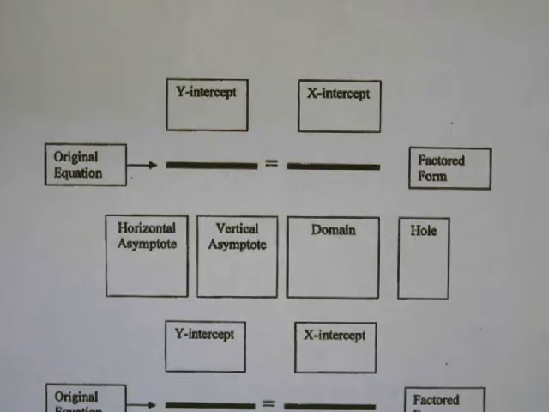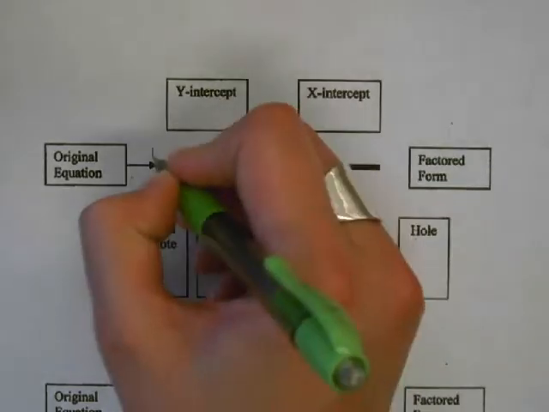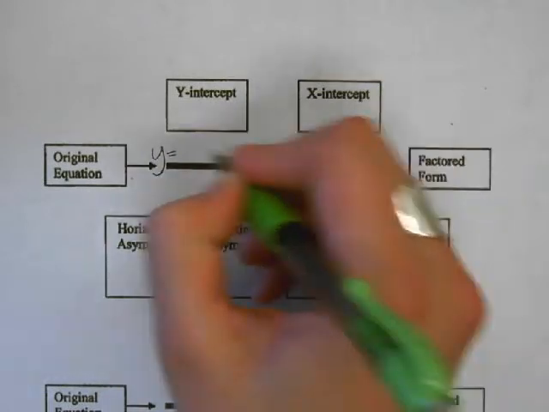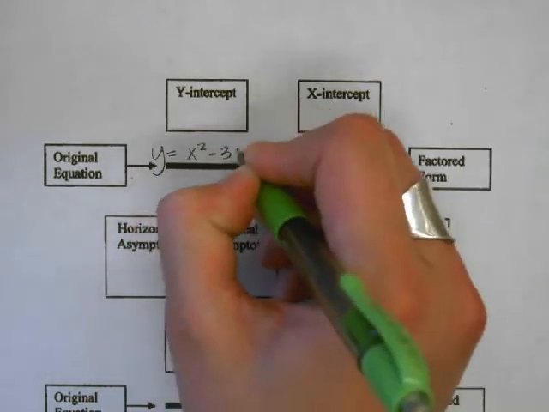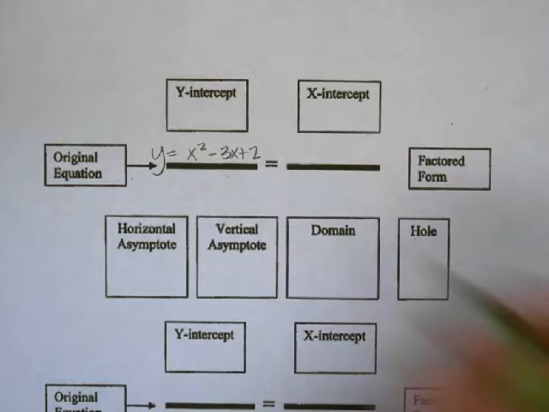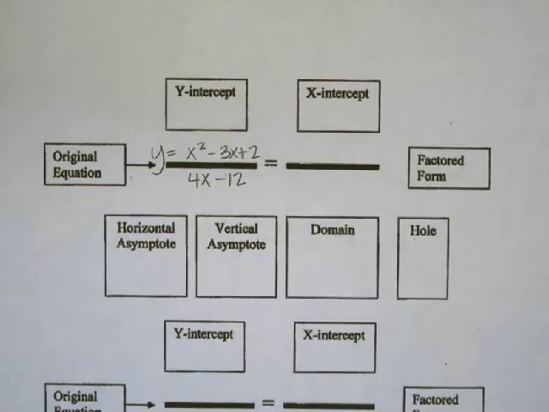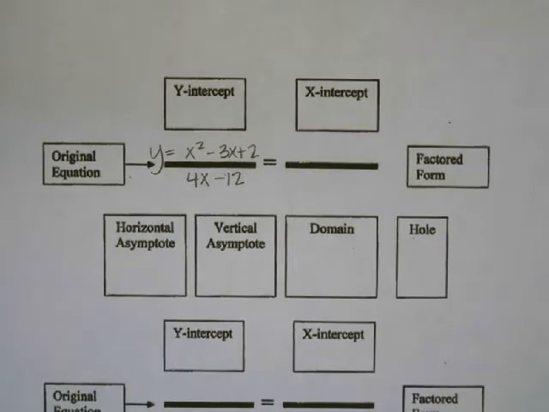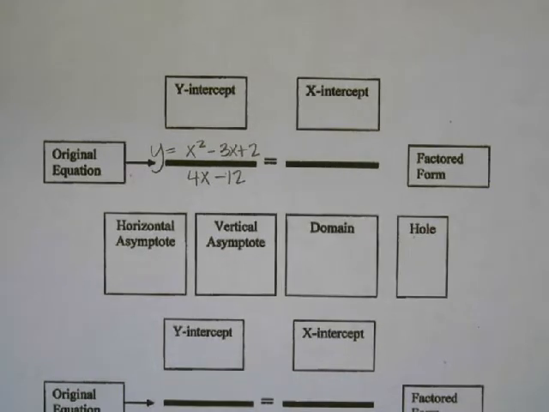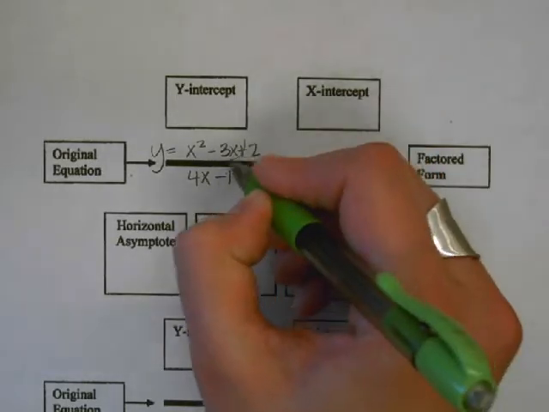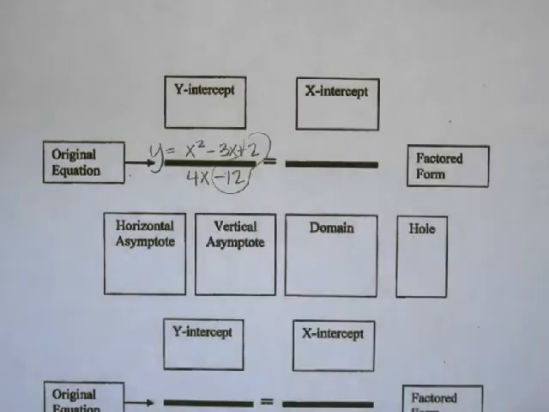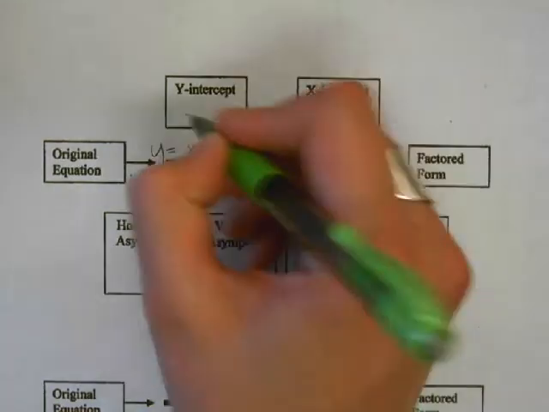So the first problem that we're going to work with is y equals (x squared minus 3x plus 2) divided by (4x minus 12). I know you don't have this sheet at home, but you can write this on notebook paper and still organize it the same way. First I'm going to get the things that I can get from the regular equation. I can find my y-intercept, and I know my y-intercept is negative 1/6.